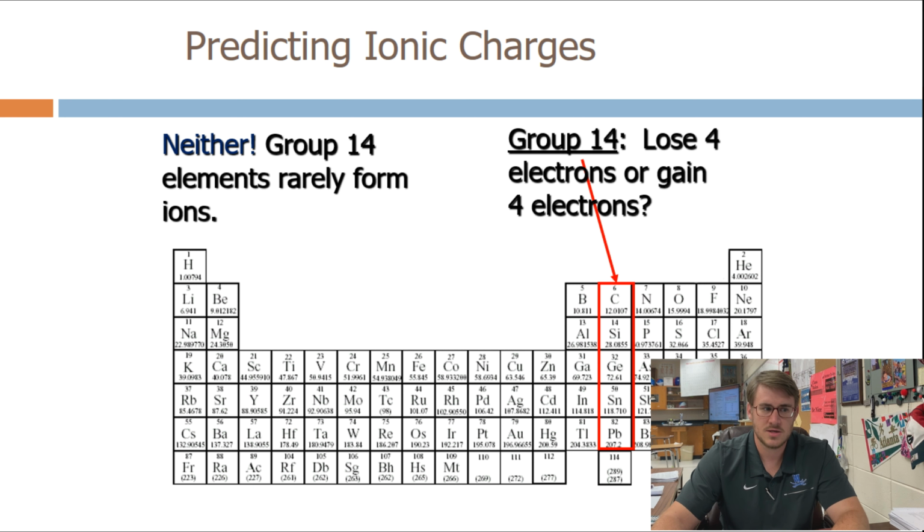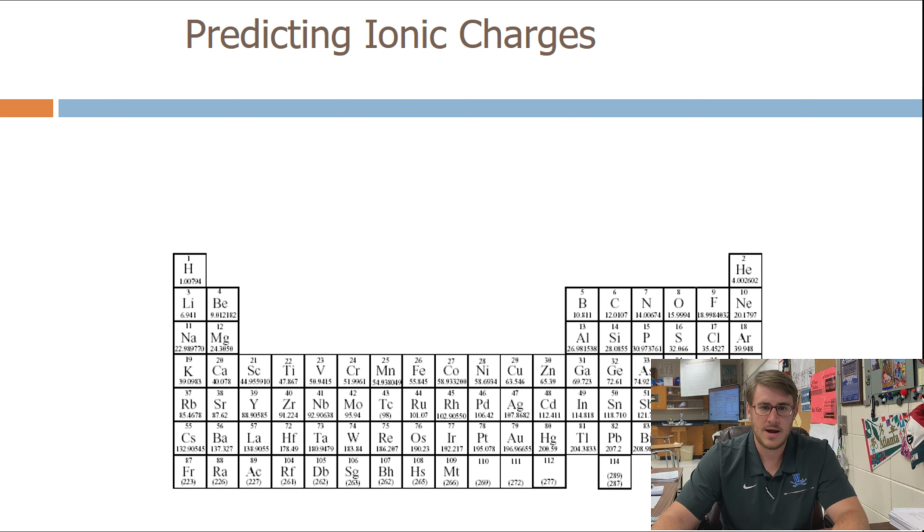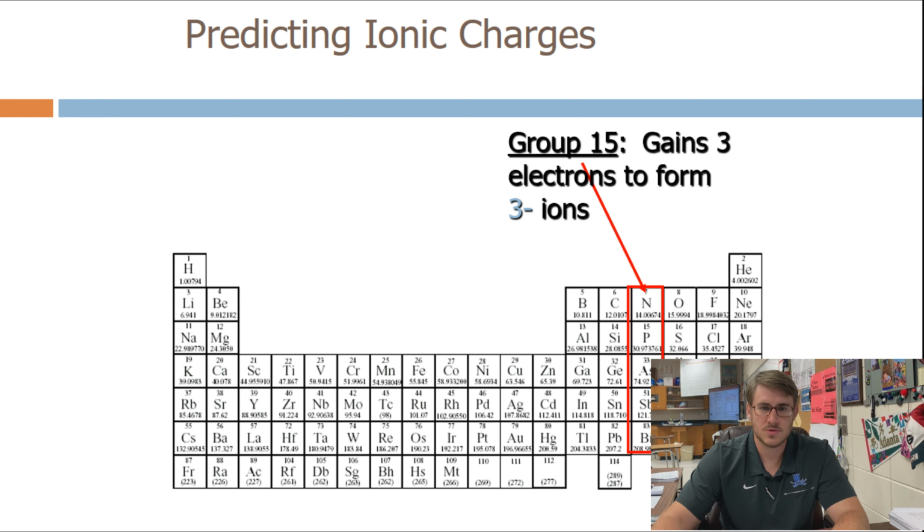Group 14 is neither, they rarely form ions at all. Group 15 gains 3 electrons, 3-, and they are given names.